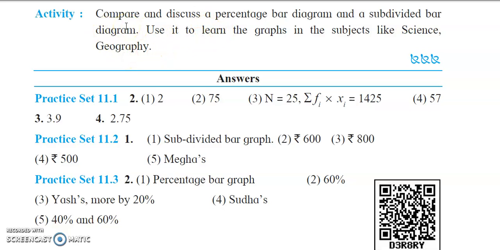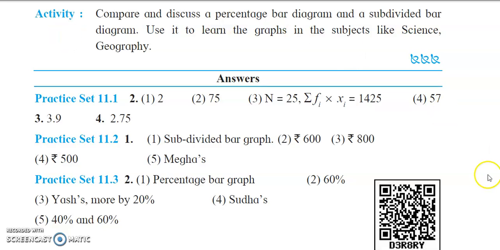You have to find the distinguishing points between a percentage bar diagram and a subdivided bar diagram, and then we can use it to learn subjects like science, geography, etc. Okay, so this is your homework.